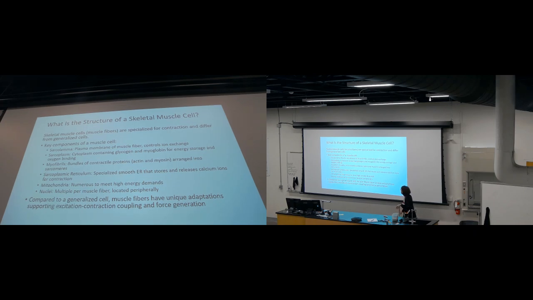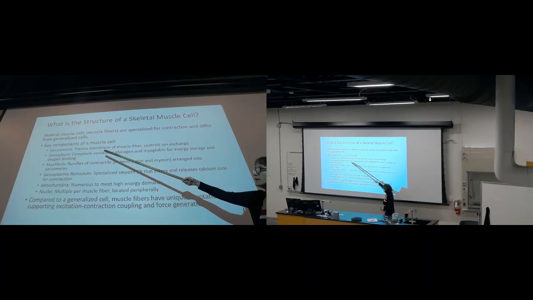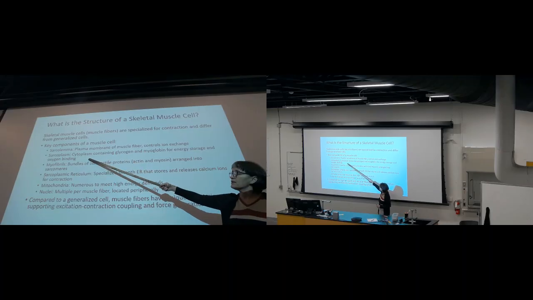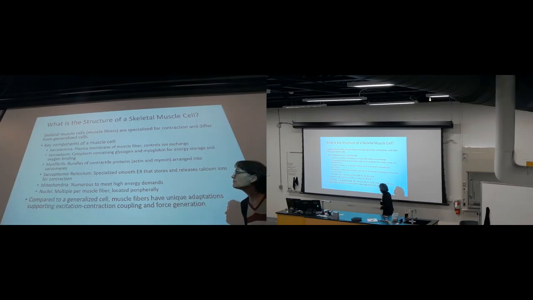So let's look at the more detailed part of the muscle cells. The function is contraction. That's why they're long, and then they can shorten during contraction. Again, the plasma membrane is known as sarcolemma. This sarcolemma allows the entry and exit of ions, so it controls ion exchange. We have channels for that. Inside the sarcolemma, we have the cytoplasm, which in the case of muscle fibers we call sarcoplasm.